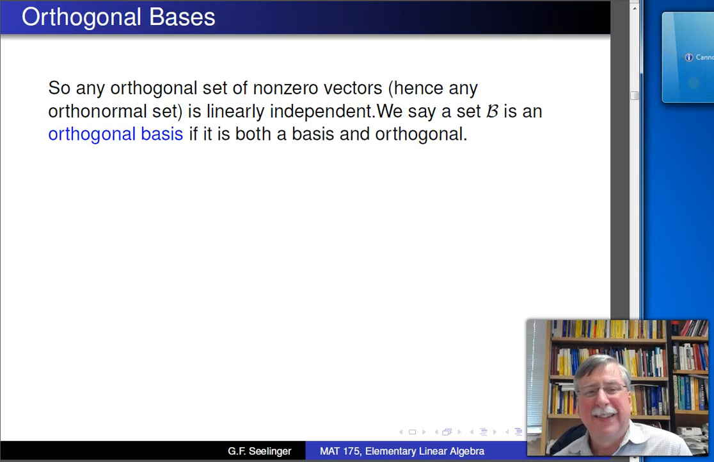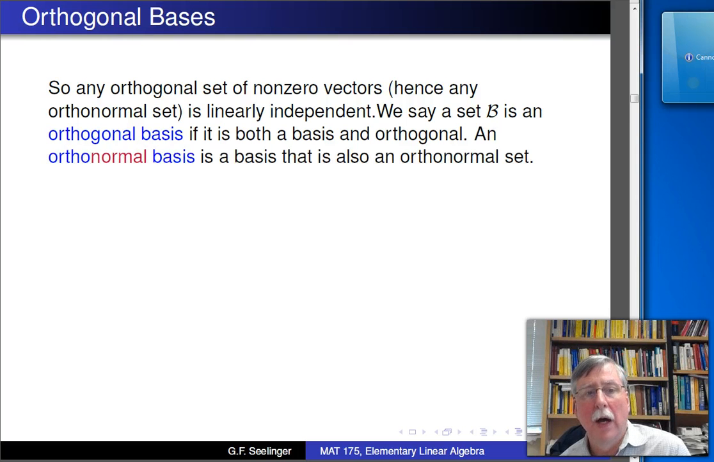We say a set B is an orthogonal basis if it's both a basis and an orthogonal set. These are the ones that we really like, and these are useful for projections. We say an orthonormal basis is a basis that's also an orthonormal set.